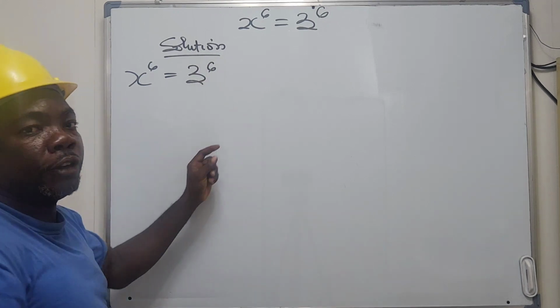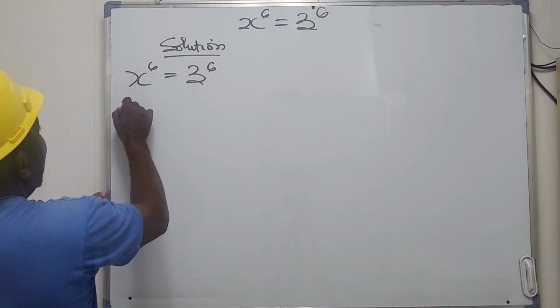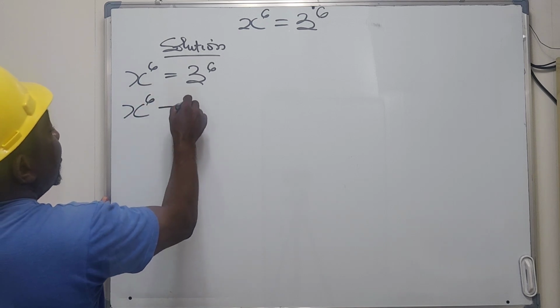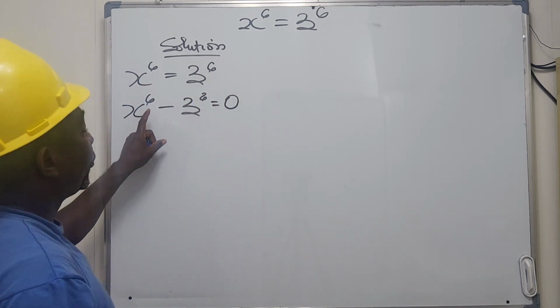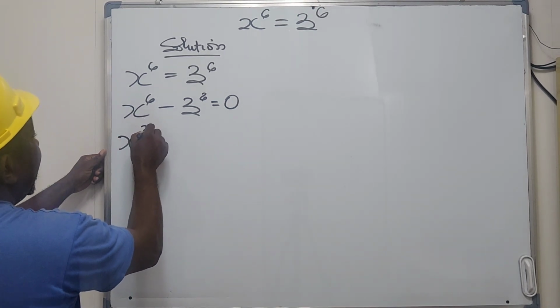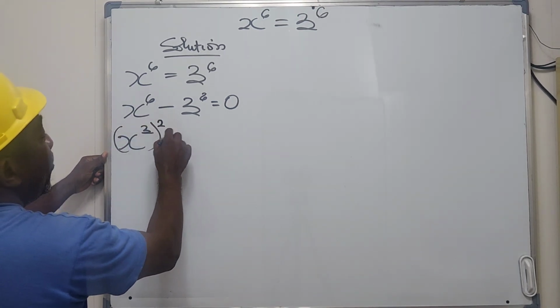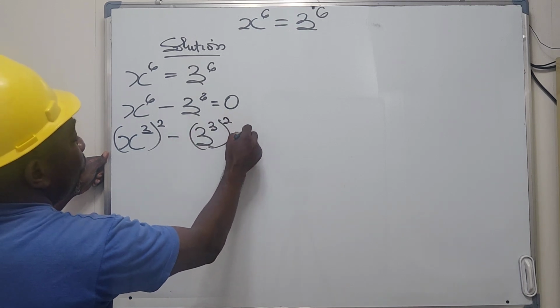What we are going to do is transpose the right hand side to the left hand side. So this will become x to the power of 6 minus 3 to the power of 6 equals 0. This can be broken down into x to the power of 3 all to the power of 2 minus 3 to the power of 3 all to the power of 2 equals 0.